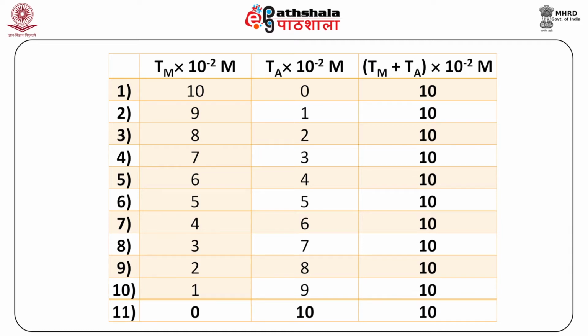So, if you have a look on your screen, you will find that we take initially metal as 10 and ligand as 0, and the total concentration remains 10. Similarly, we vary this as 9 and 1, 8 and 2, 7 and 3, 6 and 4, 5 and 5, 4 and 6, 3 and 7, 2 and 8, 1 and 9, and 0 and 10. In all the cases we observe that the total concentration remains the same.